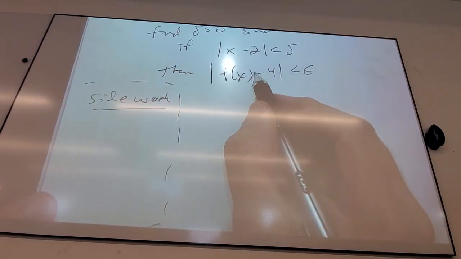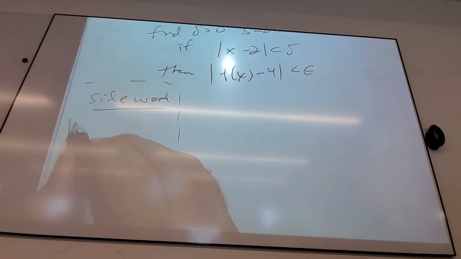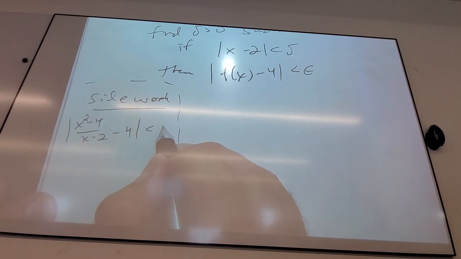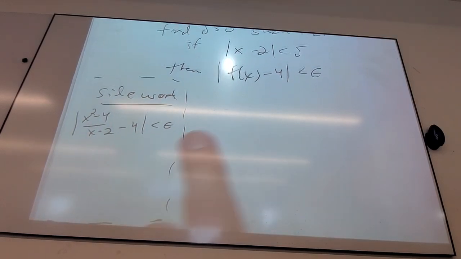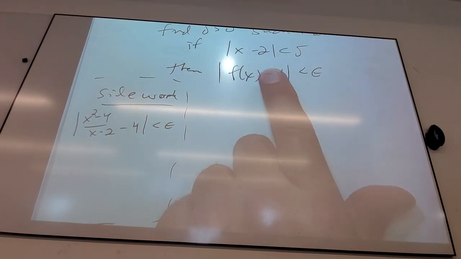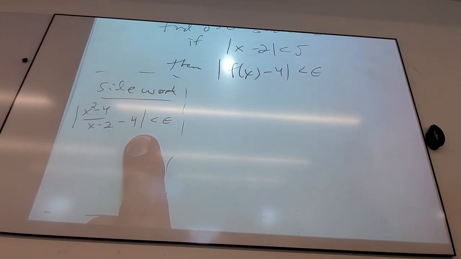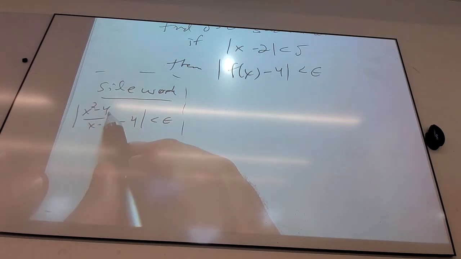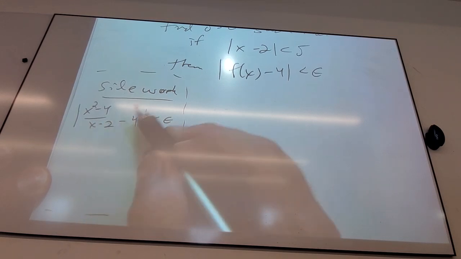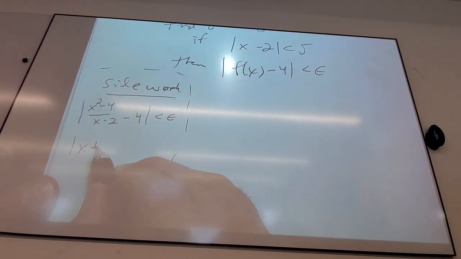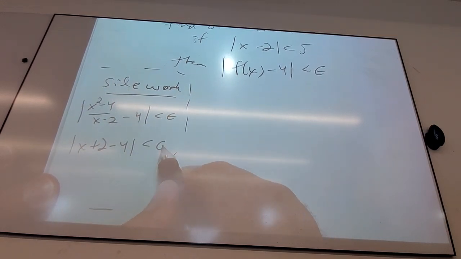So I start with where I want to end. I want to be here. Yes? Isn't that where I want to end? Absolute value of f of x minus 4 is less than epsilon. I want that to be true, yes? You guys all with me? Screw you, Jeff. All right, simplify this. What did you guys tell me this divides to be? x plus 2 minus 4. And what's x plus 2 minus 4?